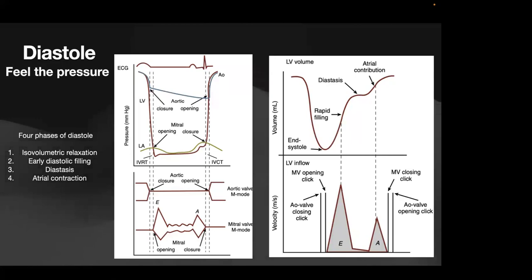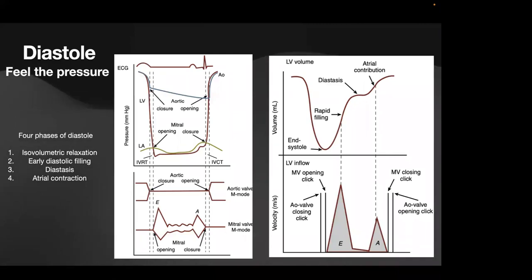On the right, you'll see a combination of the volume within the left ventricle over time. You will also see the flow through the mitral valve, which we see on our Doppler tracings. There are four phases of diastole. There's the isovolumetric relaxation phase, which we've already talked about. Then there's the early diastolic phase, early diastolic filling, which you can see on the right side as the change from end systole up into that first plateau where it says diastasis. That correlates well with the peak of your E wave, which we see on our Doppler on echo.